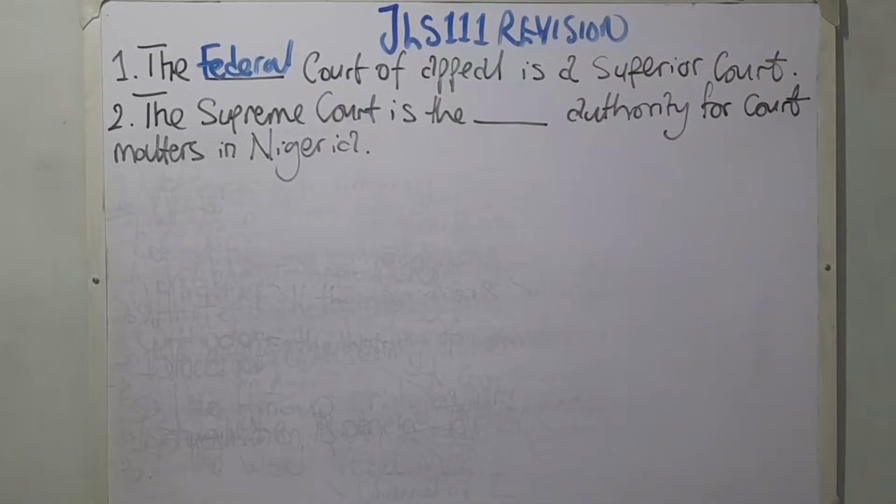So we have a question. The Supreme Court is the dash authority for court matters in Nigeria. Awesome, let's keep the answers rolling in. Yes, we have that as the final. Yes, final.